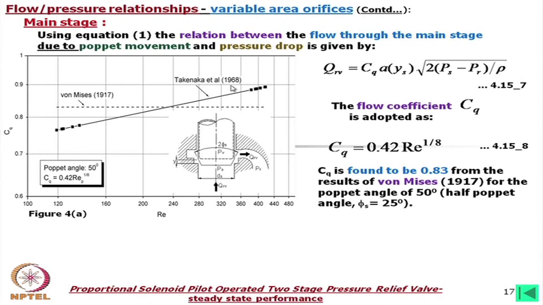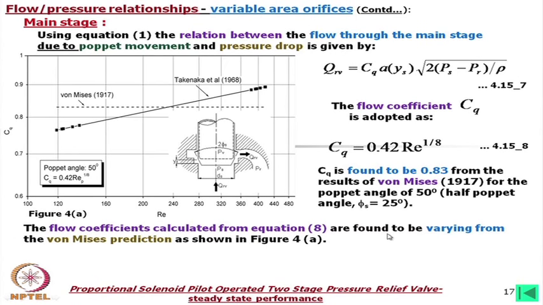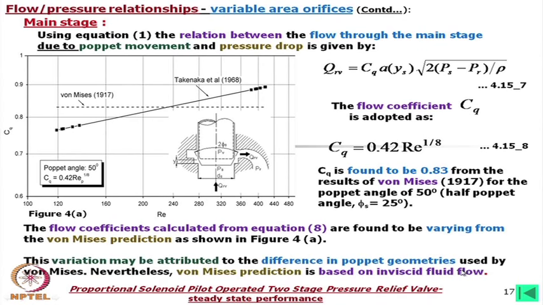So, Takenaka, a Japanese scientist, in 1968 proposed this formula, and so the flow coefficient value can be calculated using this formula. Now, this variation may be attributed to the difference in poppet geometries used by von Mises. This is one point, and second, he did it for inviscid fluids, whereas in this case all the fluids will be viscous.